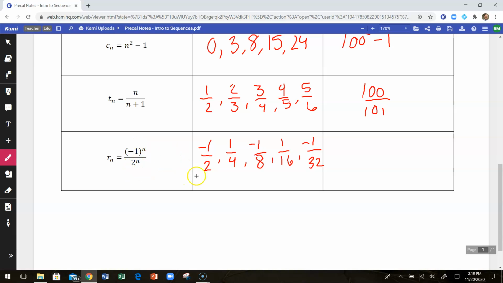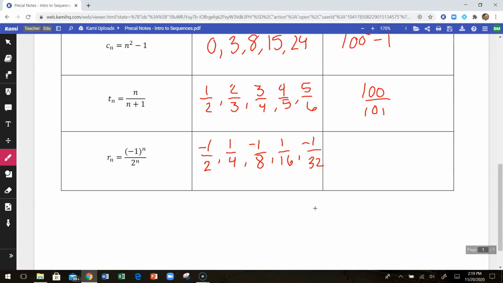2 to the n is just giving us all the powers of 2, right? 2, 4, 8, 16, and so forth. If I noticed that they were all the powers of 3, it would be 3 to the n, and so forth. So anytime that I notice, hey, these are all the powers of whatever, that's what I'm going to use to represent that.